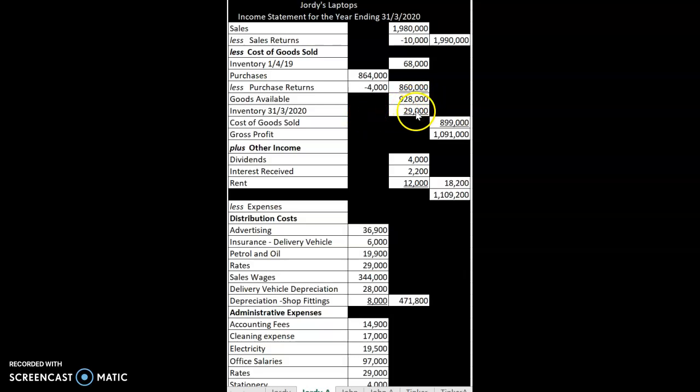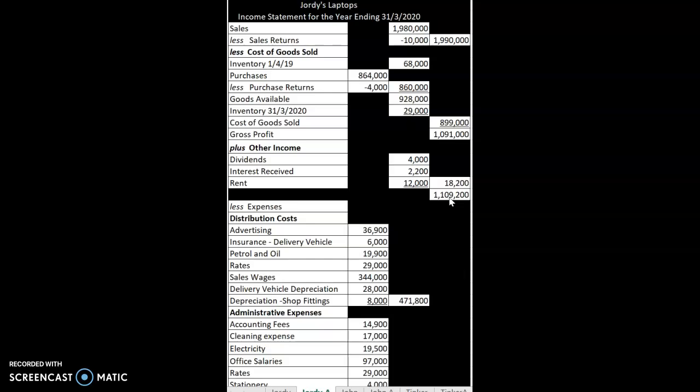Less inventory at the end gives us basically our cost of goods sold, and we take that away from the sales, gives us our gross profit, an important figure. The first section, finding your gross profit. The second section is adding your other income. Here we've got three: dividends, interest, and rent. So we add those to this figure and that gives us, we don't have a total for this or a heading, it's just basically our net income.